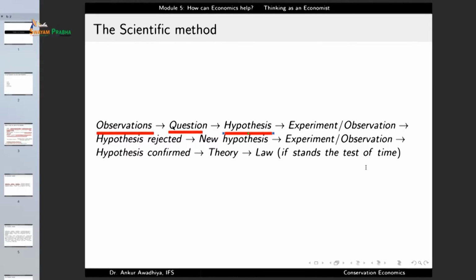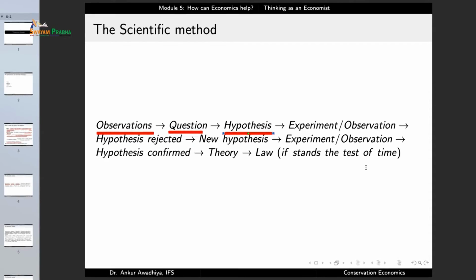There could be a number of hypotheses, and then we will try to look at each and every one of these hypotheses in more detail. Now, how do we look at, or how do we discern a hypothesis? It is done either through experiments or through observations.